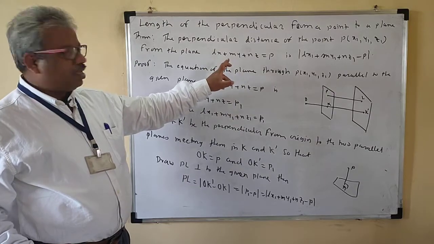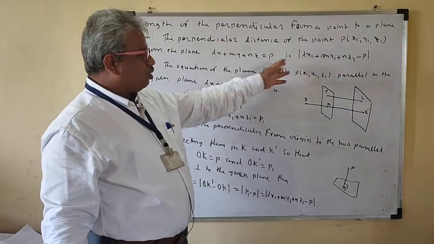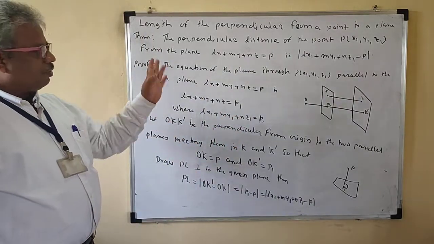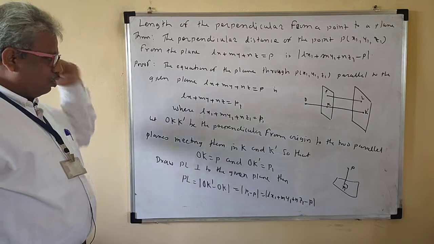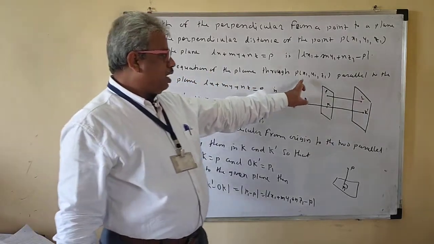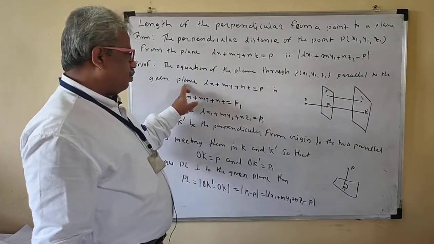So this plane is in the normal form. If the plane is in the normal form, then this is the plane. We'll see the direct formula for when the plane is not in normal form later on. So the equation of the plane through P(x1, y1, z1) parallel to the given plane.